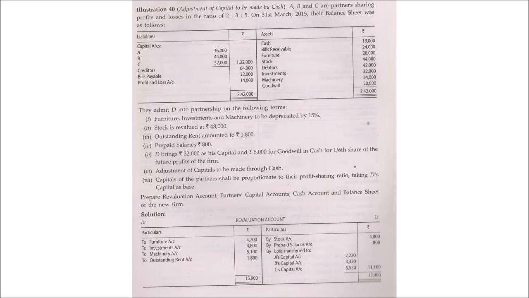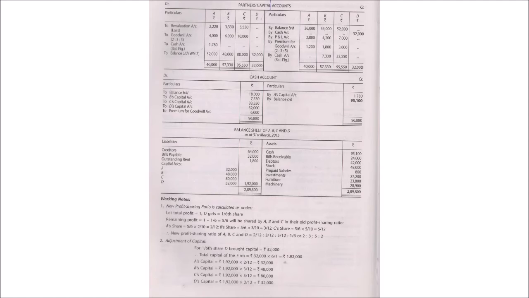You are getting the answers 2,220, 3,330 and 5,550. Again I am reading the amounts: A 2,220, B 3,330 and C 5,550. Now you have to prepare the partners' capital account.